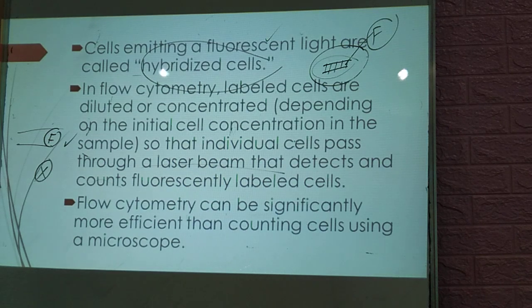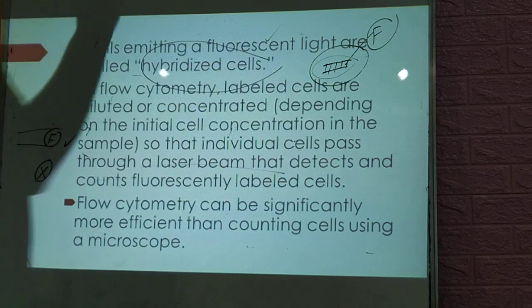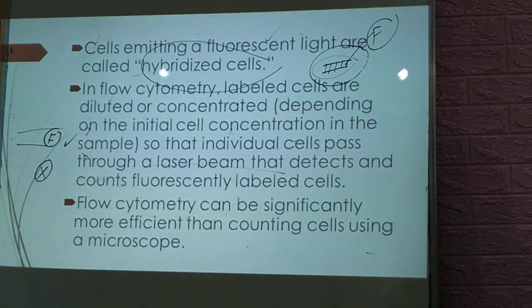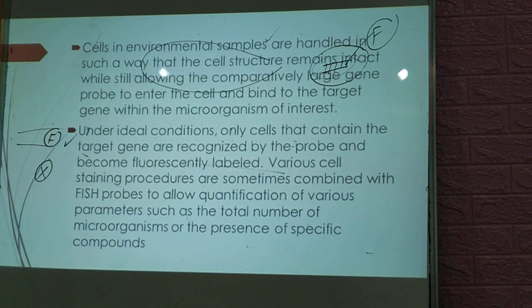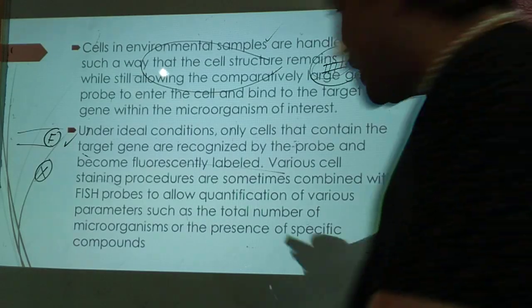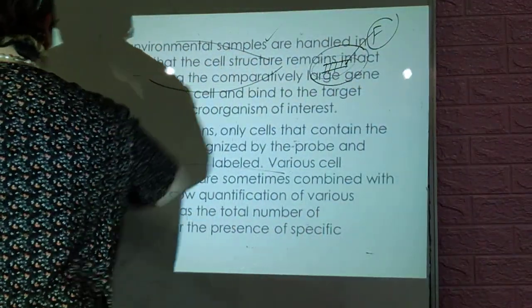Flow cytometry can be significantly more efficient than counting cells using a microscope. Of course, counting cells using a microscope with the premise of fluorescence may be subjective at times. When we speak of subjective, it is prone to errors by the certain person doing the test or by the specific medtech assigned to do that microscopy. Flow cytometry is usually standardized because we're making use of controls here.